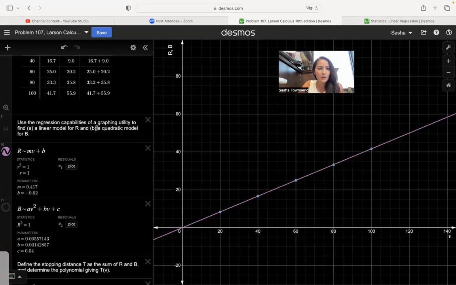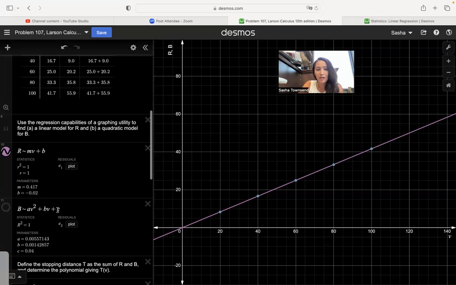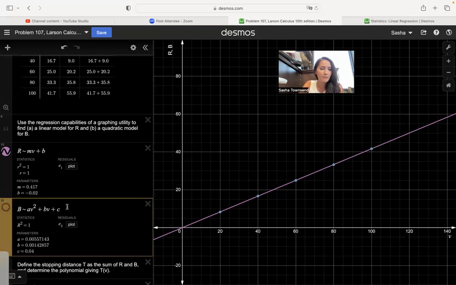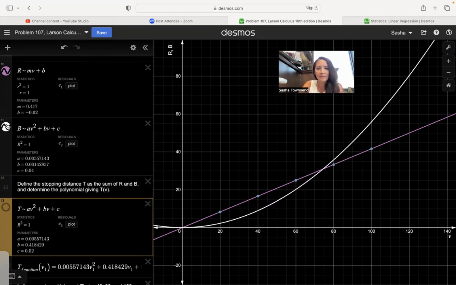And then it says, find a quadratic model for B. Now this wasn't actually on this website, but I said, okay, they want it to be quadratic. So I know I want it to be ax squared plus bx plus c, but we're using v instead of x. So I just typed that in on the right-hand side. And the graphing calculator actually came up with these values for us. So it's giving us the coefficient of v squared. It's giving us the a, b, and c basically for this quadratic equation. Oops, let's plot those points for B.